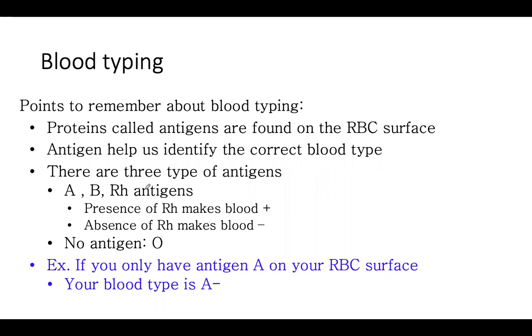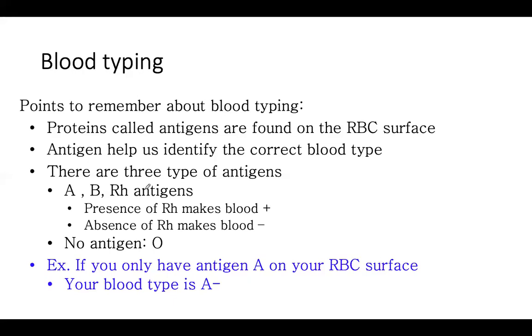Now, if you have A, your blood type is A. If you have B, your blood type is B. If you have both A and B, your blood type would be AB. The Rh antigen is the one that makes your blood positive or negative. If Rh is one of the antigens on your RBC surface, then your blood type is positive. However, if Rh is absent from your RBC surface, then your blood type is negative. So it's the presence or absence of Rh that makes your blood positive or negative.